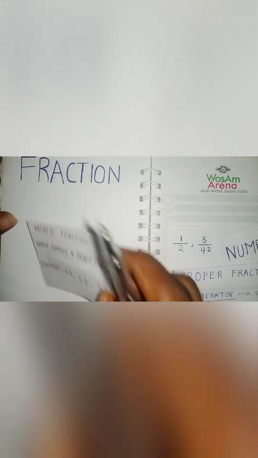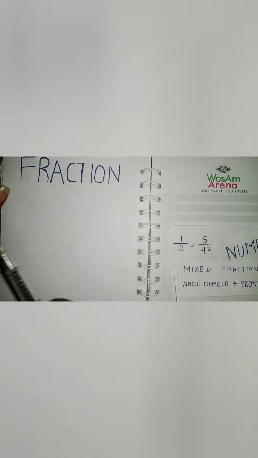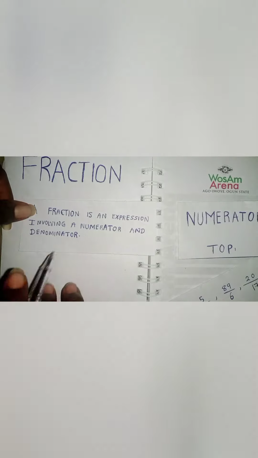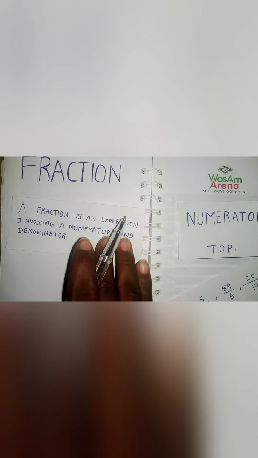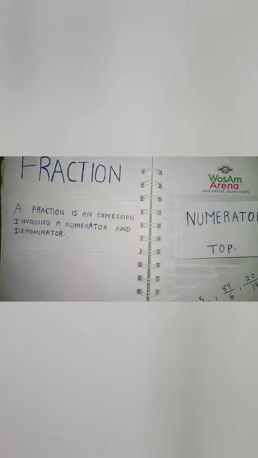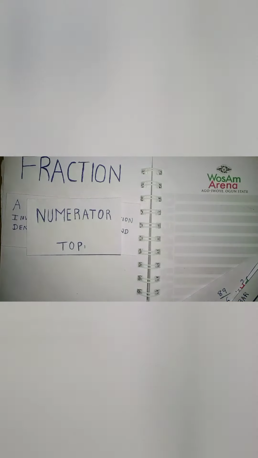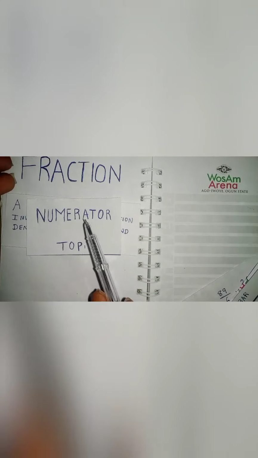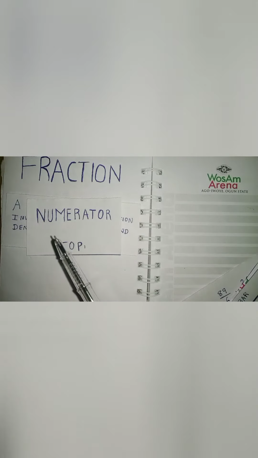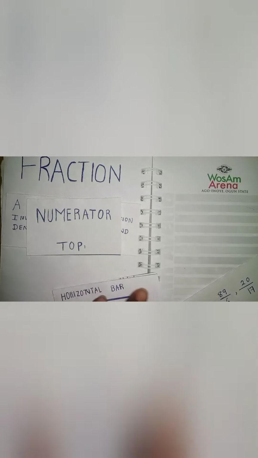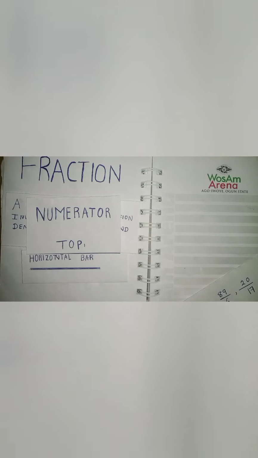Let us quickly revise what we have done today. The first thing is I explained what a fraction is: an expression involving a numerator and a denominator. I'm sure you can remember what a numerator is. A numerator is a number that is always written at the top of your fraction, at the top of the horizontal bar. Don't forget, the horizontal bar is what separates your numerator and your denominator. I hope that is clear.